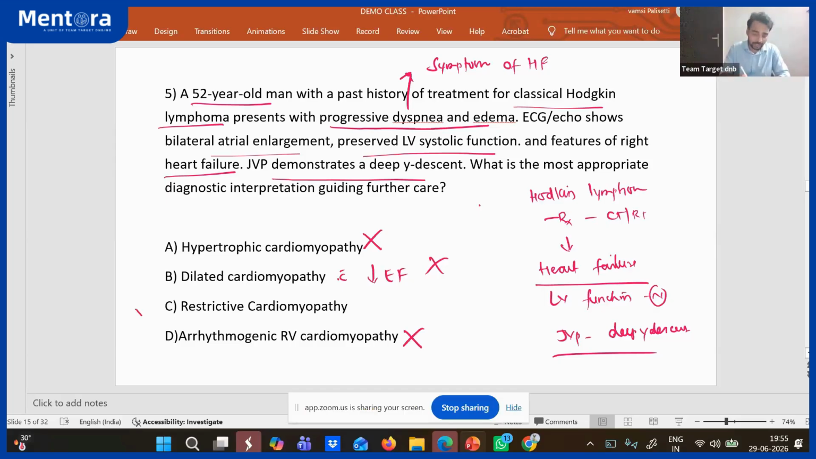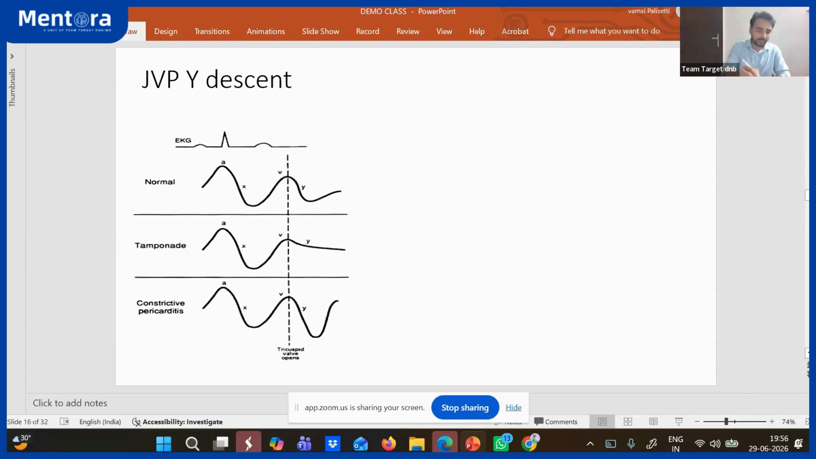And the only thing left is restrictive cardiomyopathy, and we all know restrictive cardiomyopathy develops mainly because of some chemotherapeutic agents or some radiotherapy to the mediastinum, which is seen because of Hodgkin lymphoma. So that's the simple question they asked. So no need to discuss all these things. You can see the options and you can decide the answer, right? But before this, once they asked about JVP with deep wide descent and cardiomyopathy, we'll discuss few points about those things, right? So this is the JVP pattern we know already.